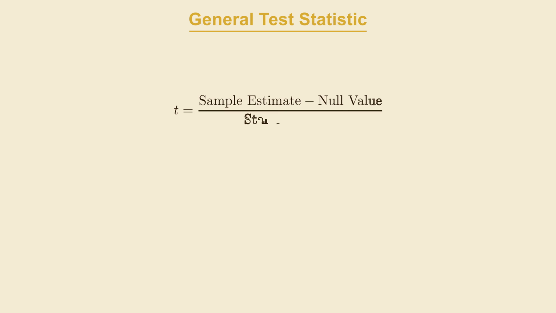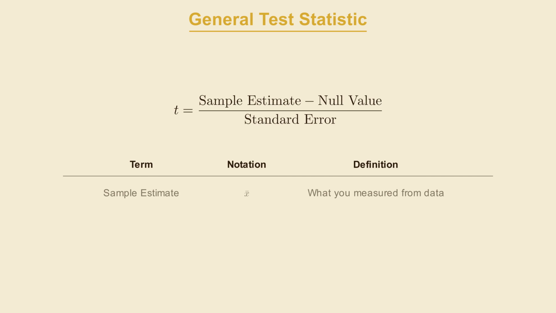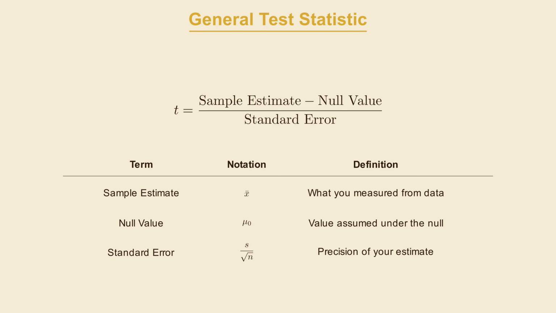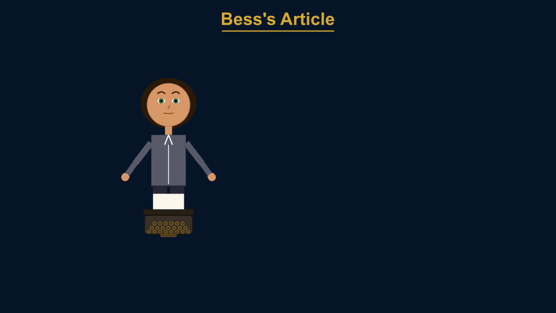But in general, the test statistic is the sample estimate minus the null hypothesis value divided by the standard error. The sample estimate is whatever you measured from your data, the null value is what you assumed under the null hypothesis, and the standard error is a measure of how precisely you estimated the thing that you're measuring. The larger the test statistic, the further the sample is from the null, and the harder the null is to believe. In her article, Bess explains this to her readers.